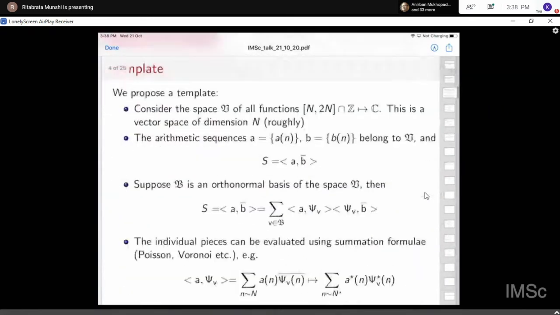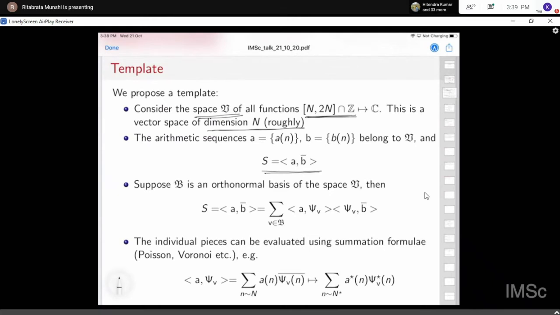Now I'm going to present a template which I'm going to use to get some results in this direction. What is the idea? We're studying the correlation, or looking at the inner product of two arithmetic functions. Let me start with the space of all such functions. So V is the space of all such functions. It's a vector space of dimension N, roughly speaking, because we have N many integer points in this range. And the sum we are interested in can be written as the inner product of A and B bar. It's the usual Euclidean inner product.